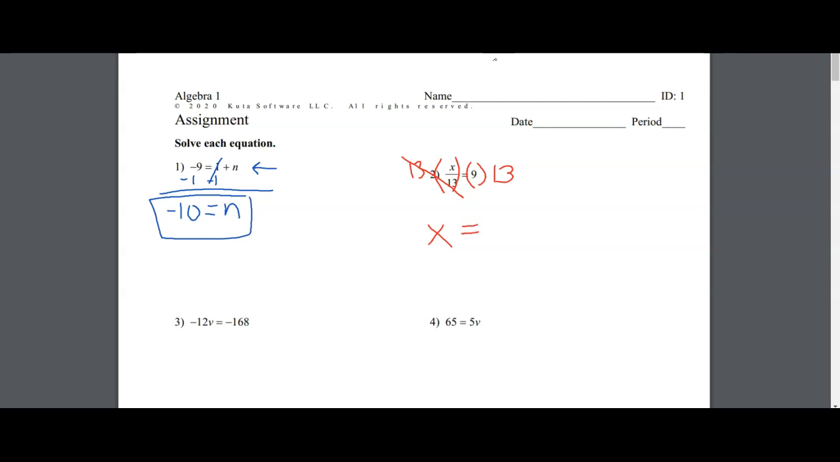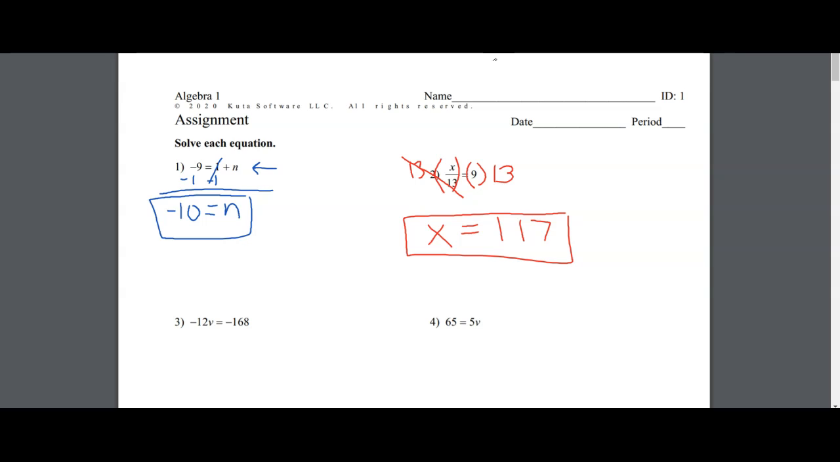And again, this would be one of them where it's going to be a large number, but try to do it in your head, right? 10 times 13 would be 130. So 9 times 13 is 117. So x is equal to 117 here.